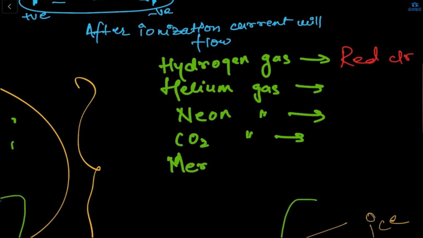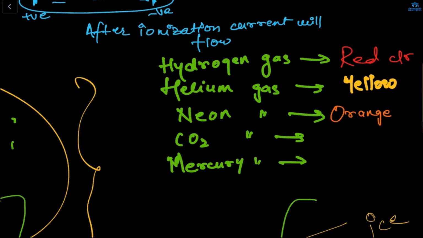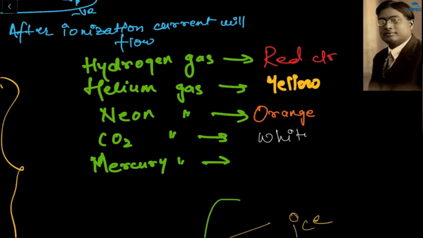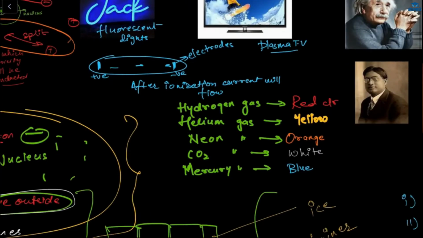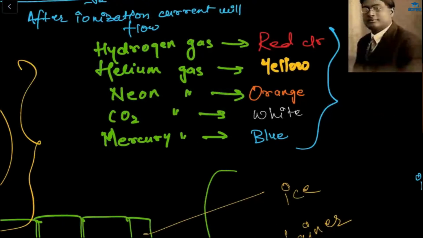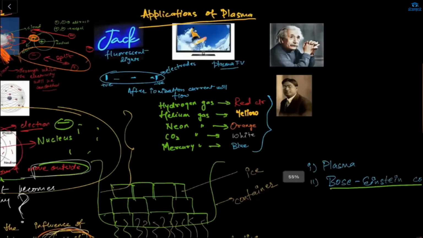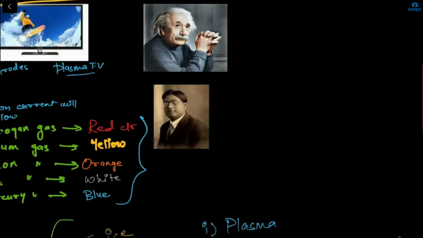So helium is what? Yellow color. And neon is what? Orange. And what is carbon dioxide? White. And what is mercury? It's blue. Okay. So after ionization, different types of gas will produce different colors. Hydrogen gas red, helium yellow, neon orange. Okay, like this.